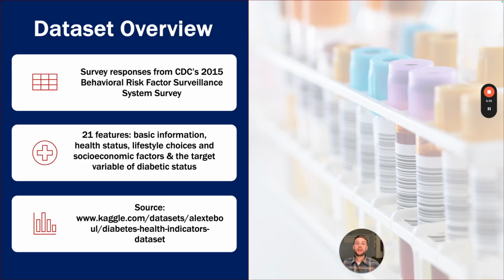This project used a Kaggle source data set derived from the CDC's 2015 Behavioral Risk Factor Surveillance System survey. The dataset was modified to have a diabetic status focus. It had 21 different features that covered survey respondents' basic information, health, lifestyle, and socioeconomic factors, which were used in determining their diabetic status, being the target variable I wanted to predict.